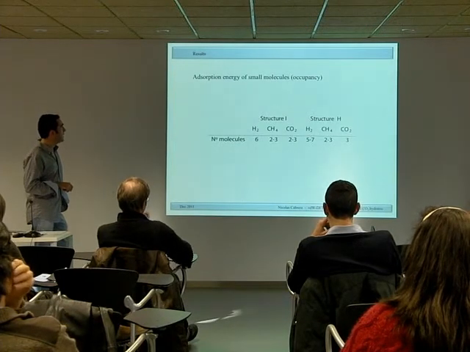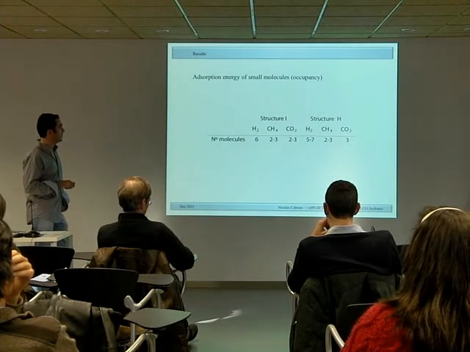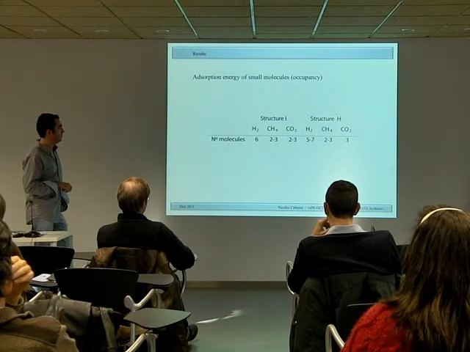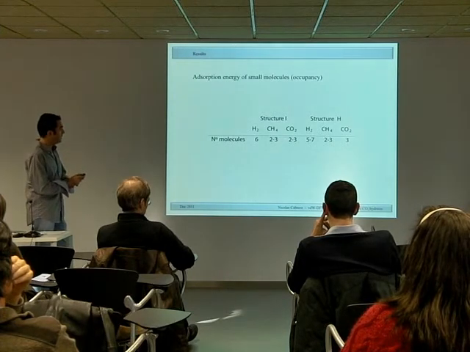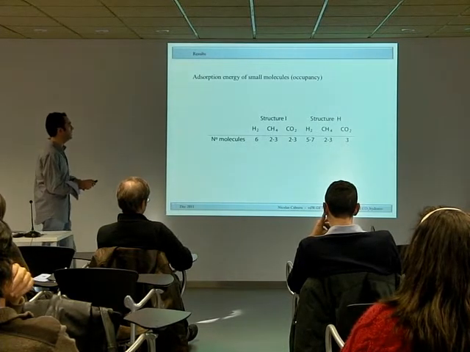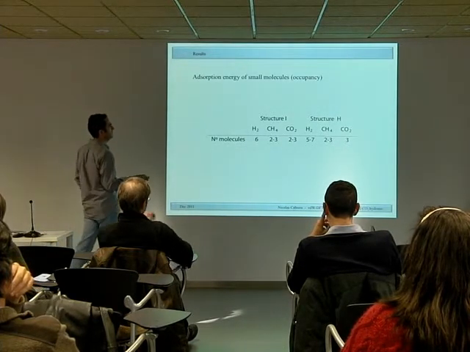A piece of data that is important is the number of molecules you need to stabilize the structure. In the case of methane and carbon dioxide, it's 2 or 3, and in the case of hydrogen, you need around 6 molecules.